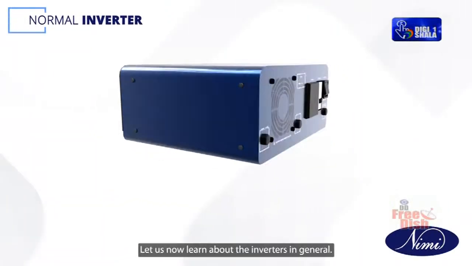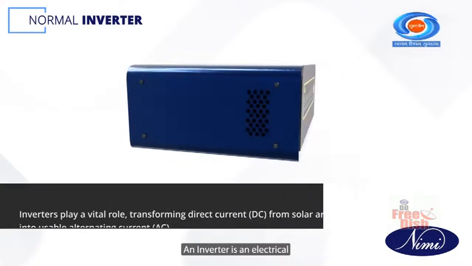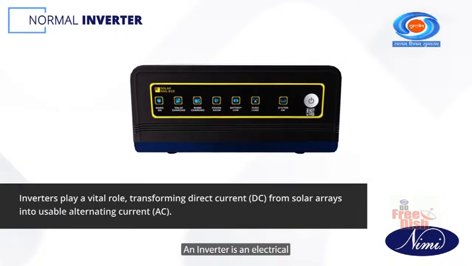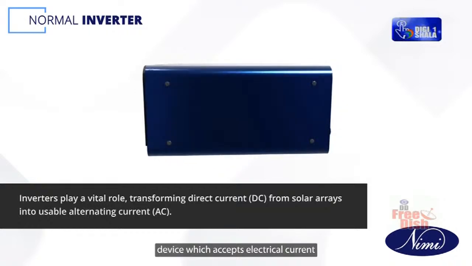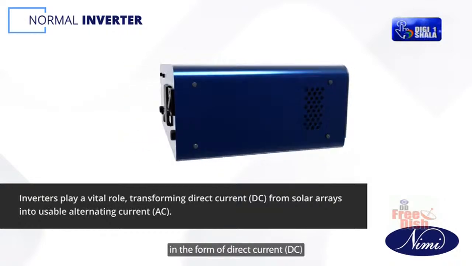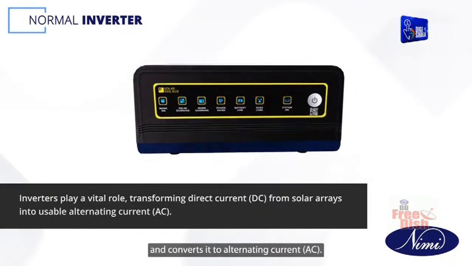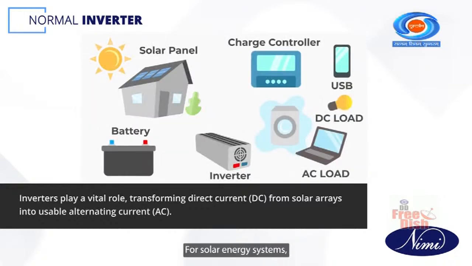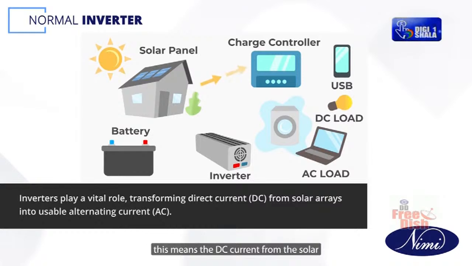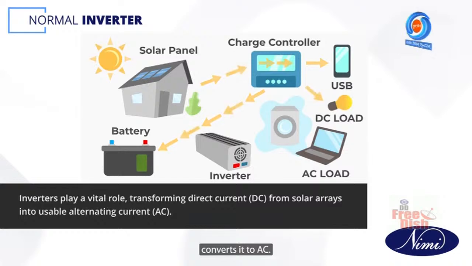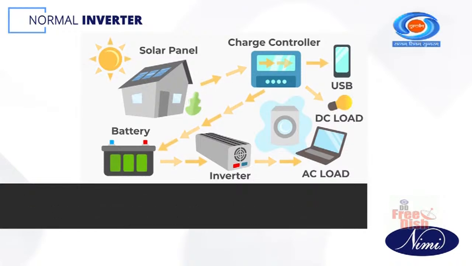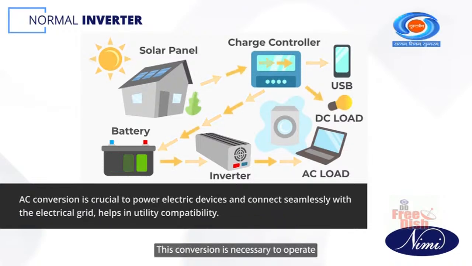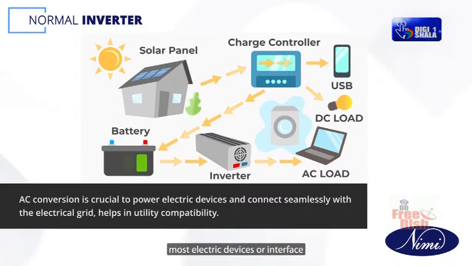Let us now learn about the inverters in general. An inverter is an electrical device which accepts electrical current in the form of direct current DC and converts it to alternating current AC. For solar energy systems, this means the DC current from the solar array is fed through an inverter which converts it to AC. This conversion is necessary to operate most electric devices or interface with the electrical grid.